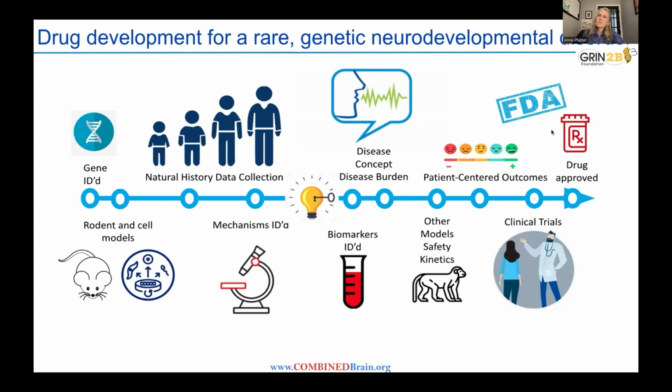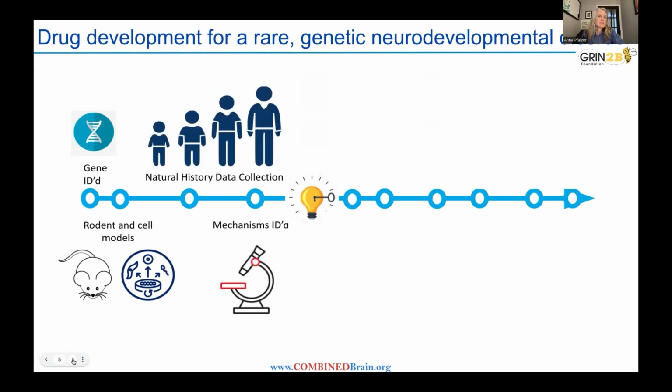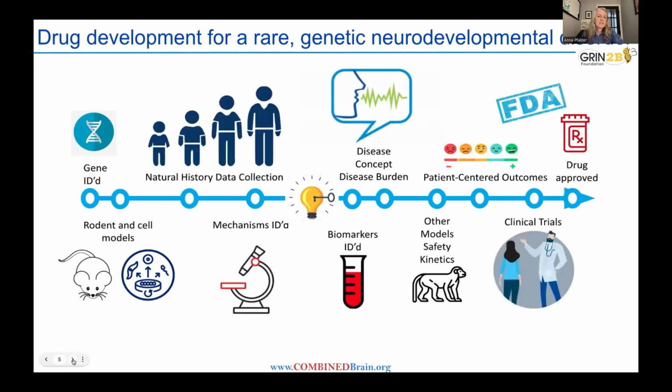And then moving further to the right, you can see patient-centered outcome measures. Those are, just as the name would suggest, outcome measures that are centered around things that are important to the patients and their families. And then you have FDA approval and clinical trials, and then specific drugs getting approved for GRIN2B related disorder patients. I'm going to skip right through this because I forgot that I had that slide.